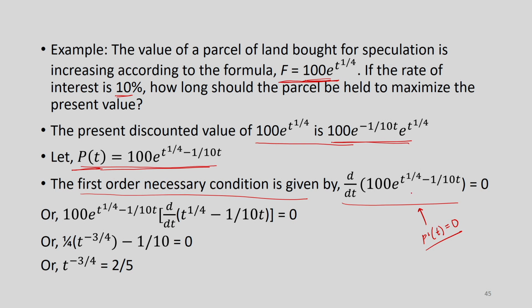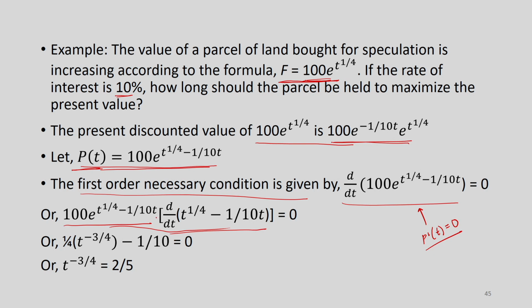Now, we have to simplify this expression, and that is how we have done it. It is an exponential function. So, 100 multiplied by e to the power t to the power 1/4 minus 1 divided by 10 t comes out, and then we have to take the derivative of this power, right. And what is the power? Power is t to the power 1/4 minus 1/10 of t. So, this entire thing, that is the first derivative, should be equal to 0.